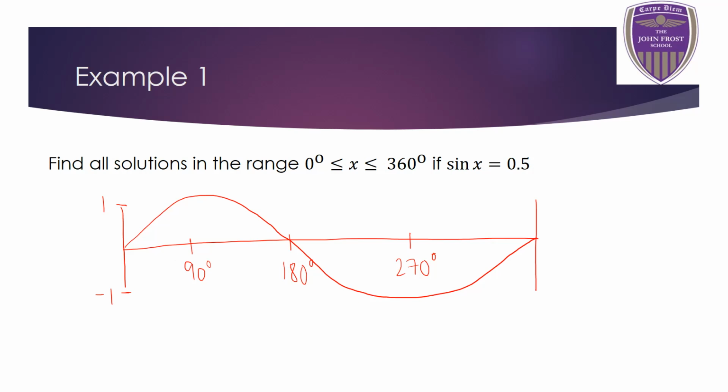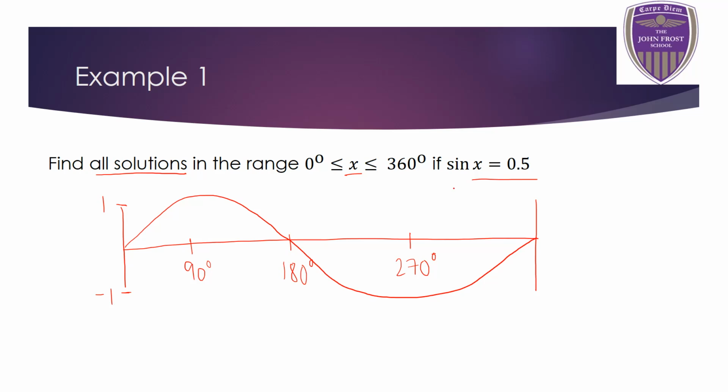So example number 1. I've done the same sketch on every page, but you can just re-sketch the graphs yourself. Press pause, copy this sketch down, and then press play when you're ready. It says find all solutions, so first identify that there's more than one solution. It's saying when sine x equals 0.5, so we are only looking for the values of x, not sine x.